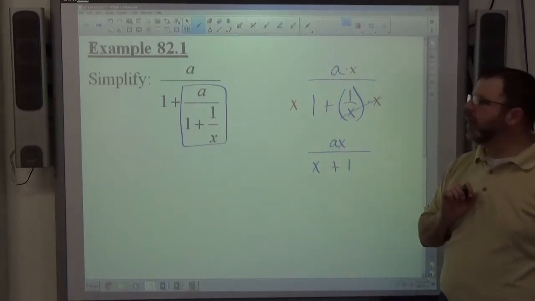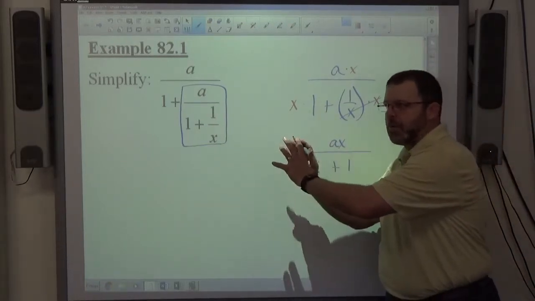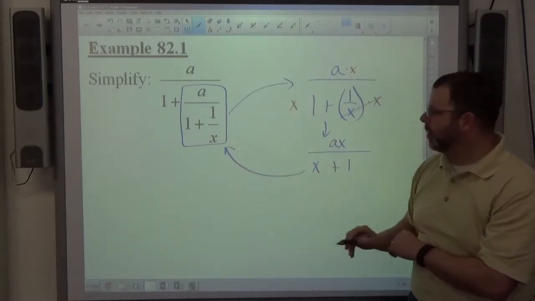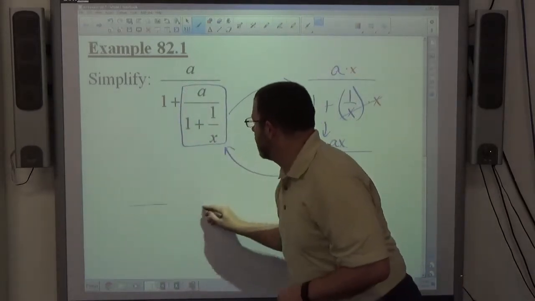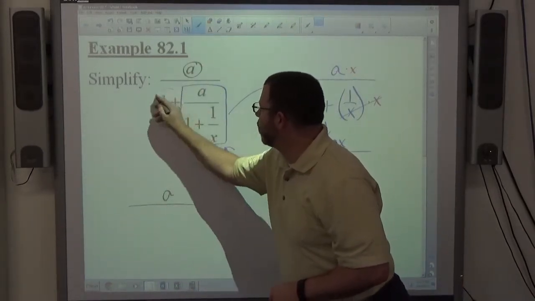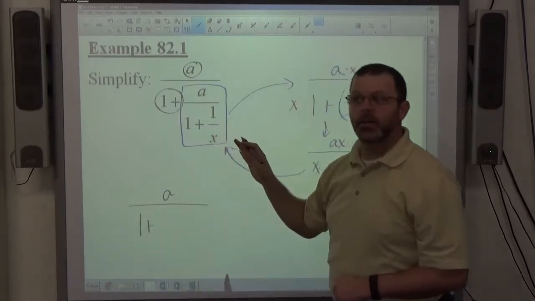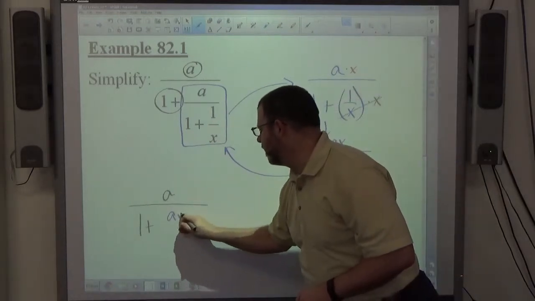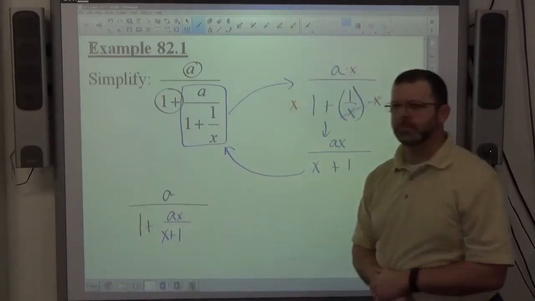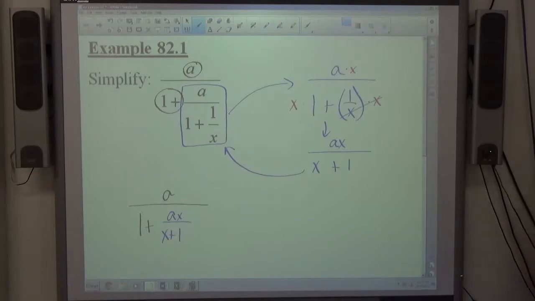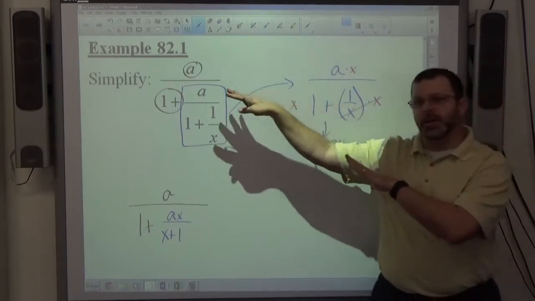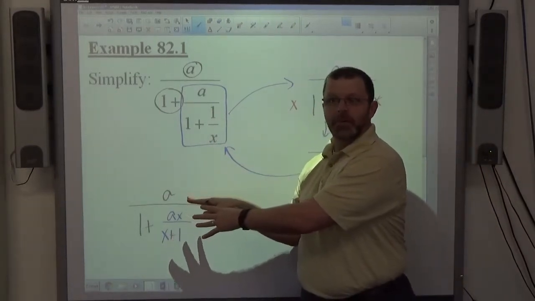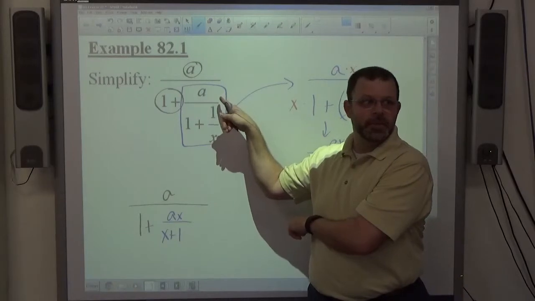If I do that step and then I put it back into the problem, so again, I took it out, I fixed it, now I'm going to put it back in. Watch what happens. This a is still a, this 1 plus is still 1 plus, because we didn't do anything to those, right? And this blue stuff that's boxed in here became ax over x plus 1. So I took the ugliness out of this problem, fixed it, put it back in. Now I've got this problem that's still not very pretty, but it's prettier than it was, right?